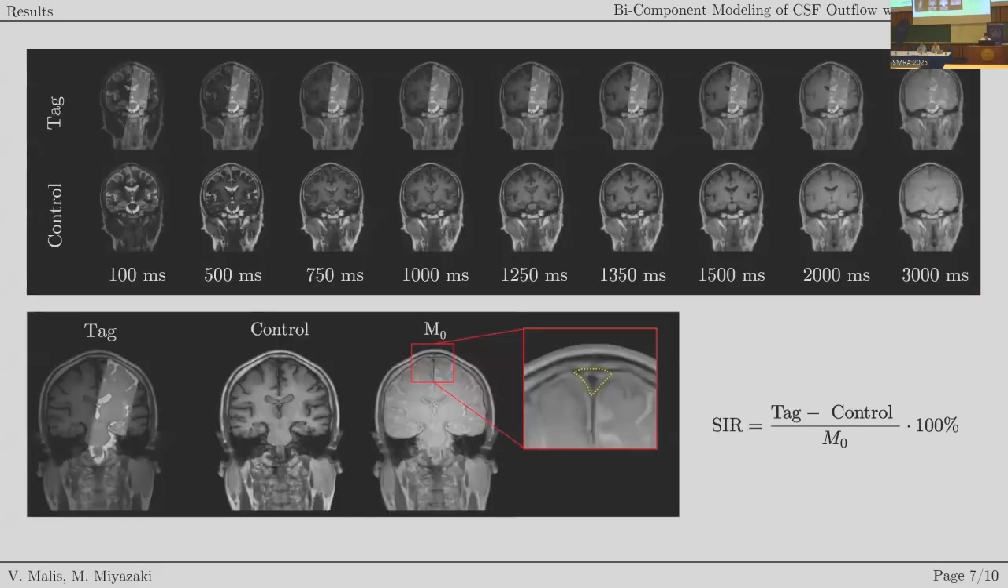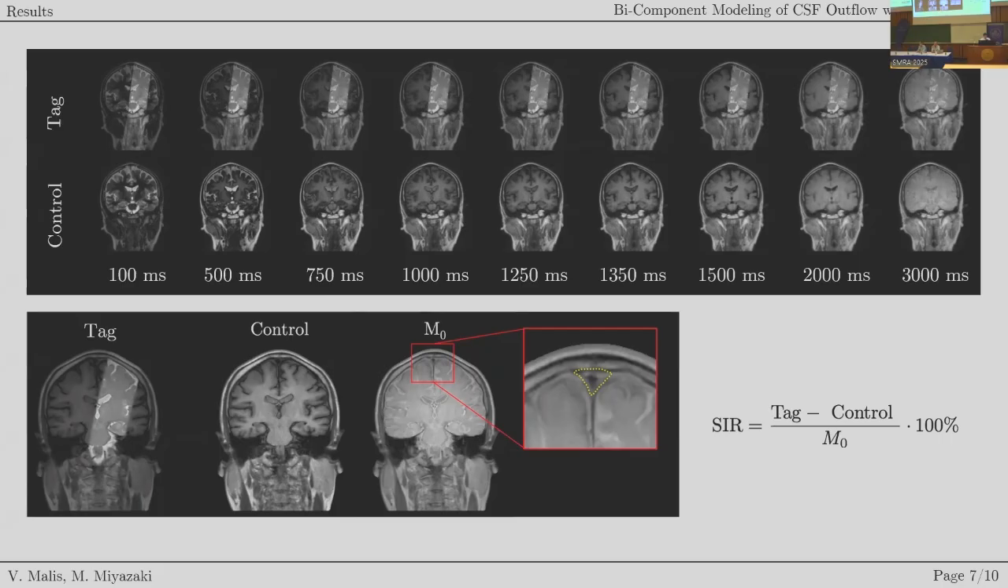Then looking into the time-SLIP images, this is for one of the volunteers. We had a total of 8, all of them healthy and under the age of 40. The tag images are shown at the top, and the control images at the bottom. These are for TI ranging from 100 milliseconds all the way to 3000 milliseconds.